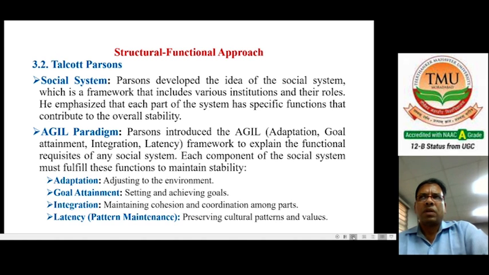The next important social thinker is Talcott Parsons. Parsons developed the idea of social systems, which is a framework that includes various institutions and their roles. He emphasized that each part of the system has a specific function that contributes to the overall stability. Another paradigm is the AGIL paradigm. Parsons introduced the adaptation, goal attainment, integration, and latency framework to explain the functional characteristics of any social system.